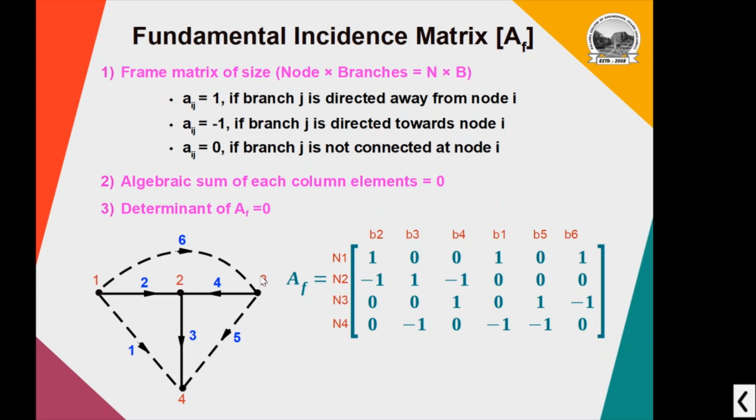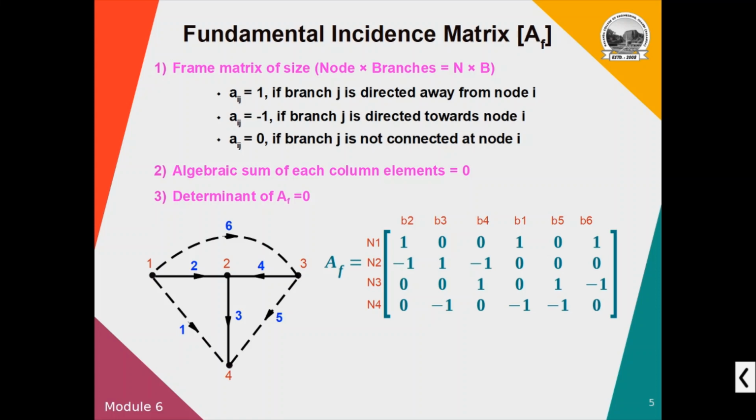Okay, and this incident matrix can be written like this. First, if you are considering node n1, we have to check what is the orientation of the branches. Here I am using the branch only because I am not including any current or voltage here, so I have to mention only the branches.